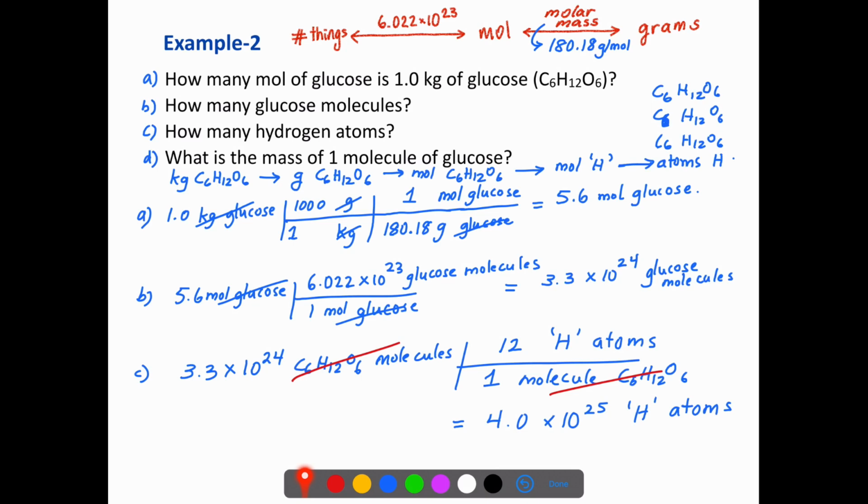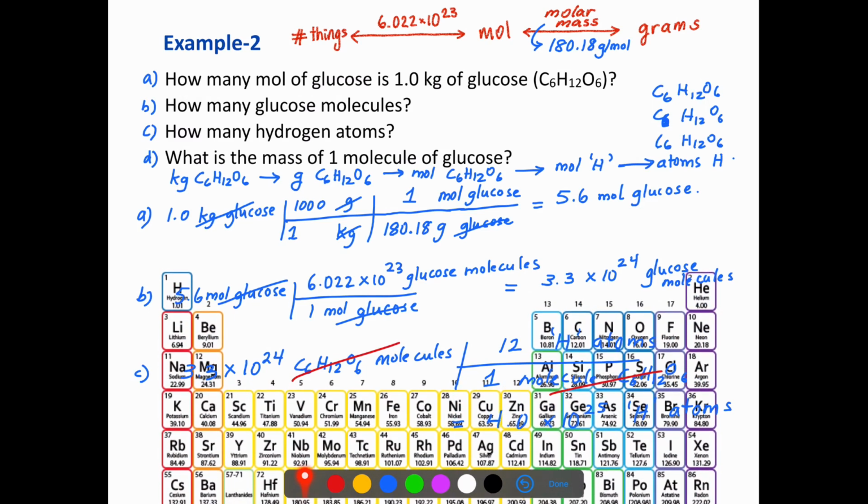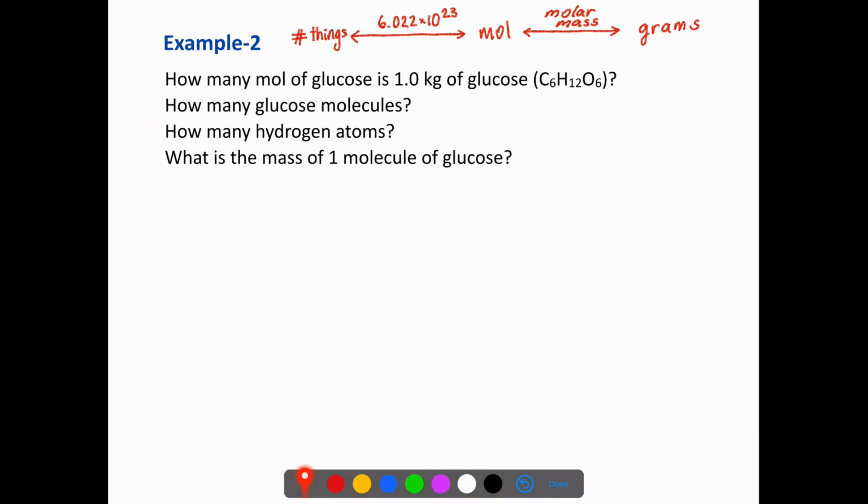All right, next we are going to look at D. What is the mass of 1 molecule of glucose? So let me make some space here. Remember, the molar mass that we calculated was 180.18 grams per mole.